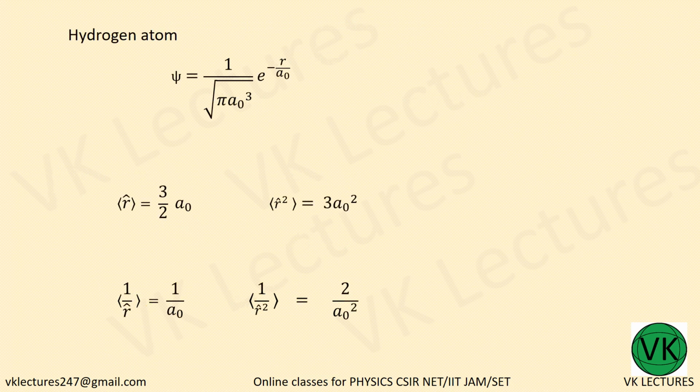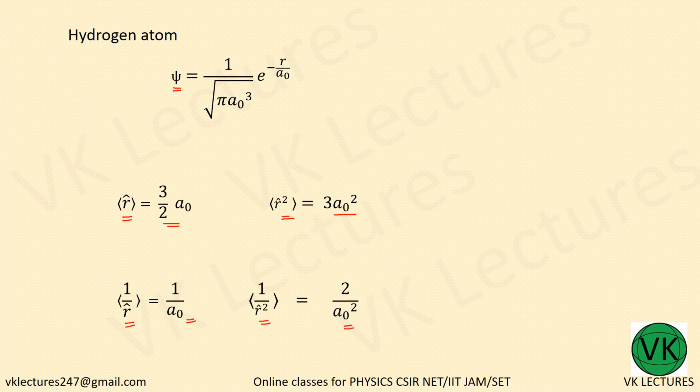For the hydrogen atom, we have the wave function psi = (1/√(πa0³)) e^(-r/a0). The expectation value of r is equal to 3/2 times a0. The expectation of 1/r is equal to 1/a0. The expectation of r² is 3a0², and the expectation of 1/r² is 2/a0².